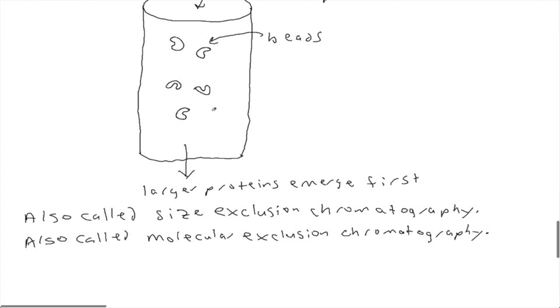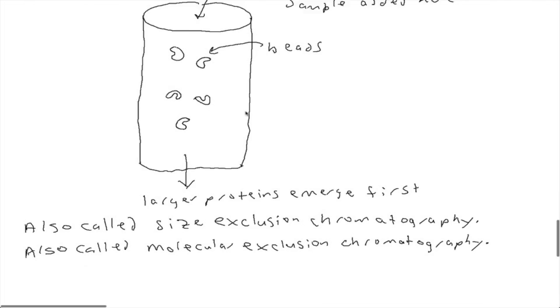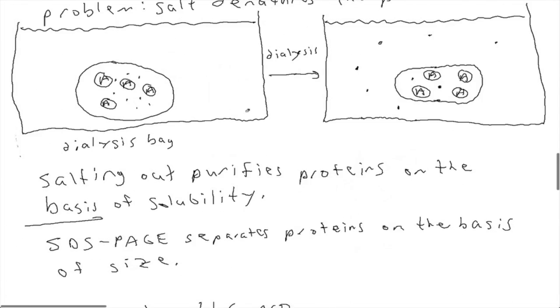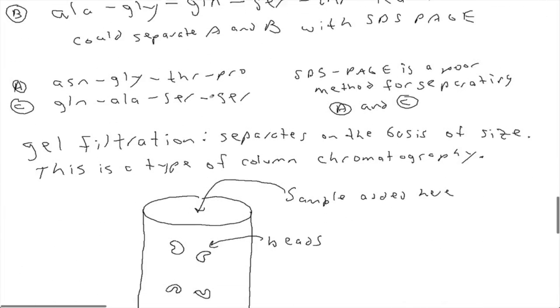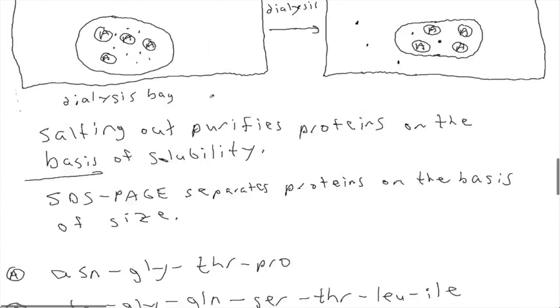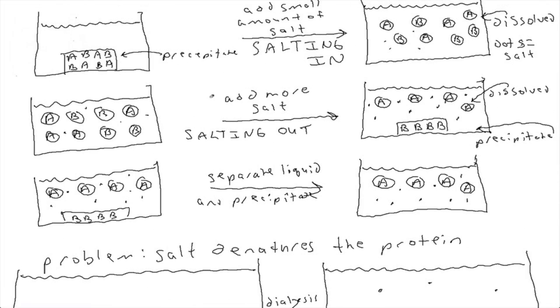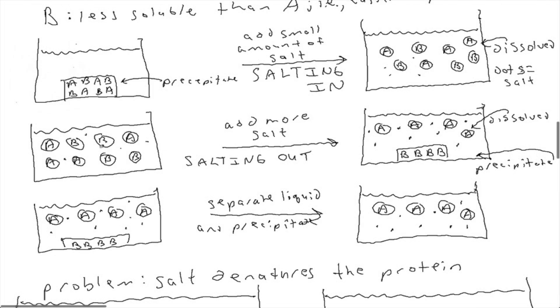Now, one thing you should keep in mind is that usually you have to do multiple types of purification. For example, you might start with salting out, and then after salting out, you could do gel filtration. Why do you have to do multiple types of purification in a row? Why can't you just do salting out and then say that you're purified? What would be the flaw in just doing salting out? The salt would denature the protein.